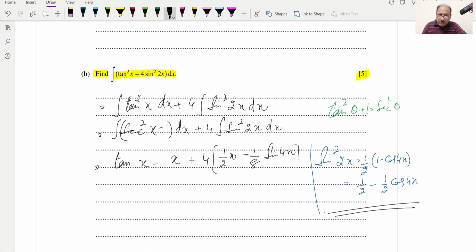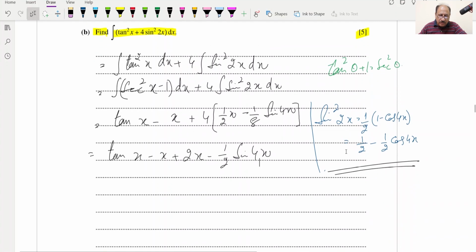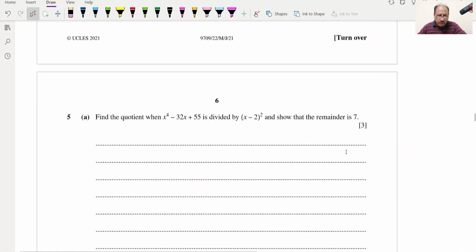You understood this as well, and there's no integral limit here. So this will be tan x minus x, plus 4 into half will be 2, so 2x minus 1 by 2 sine 4x, and further we can simplify, this will be equal to tan x plus x minus 1 by 2 sine 4x, and this will be the final answer for this question. Hopefully you understood this.